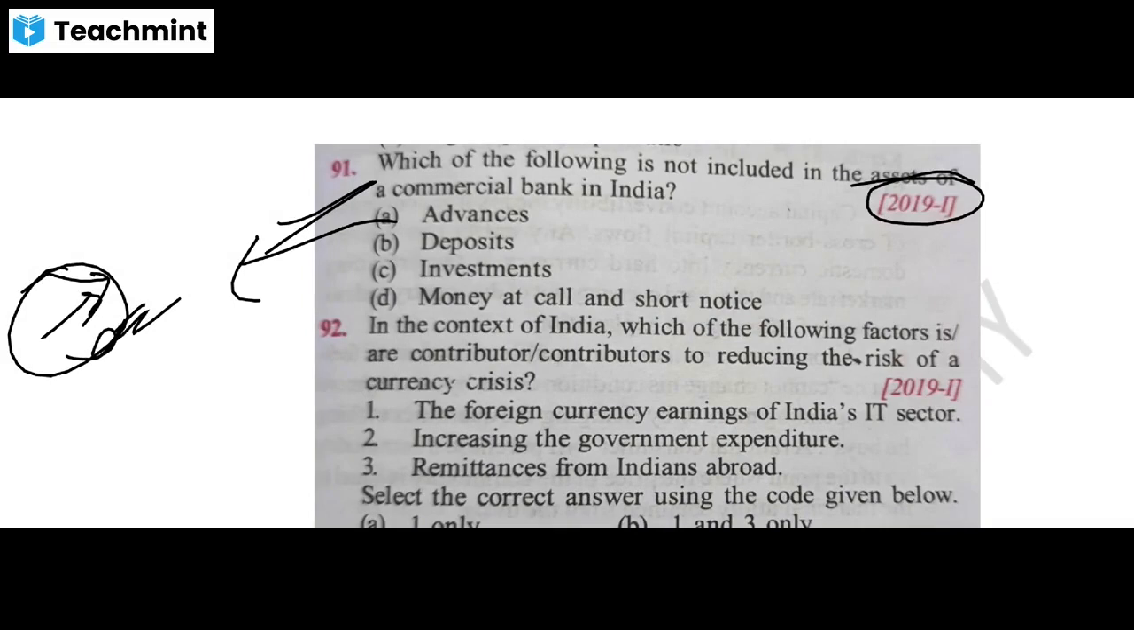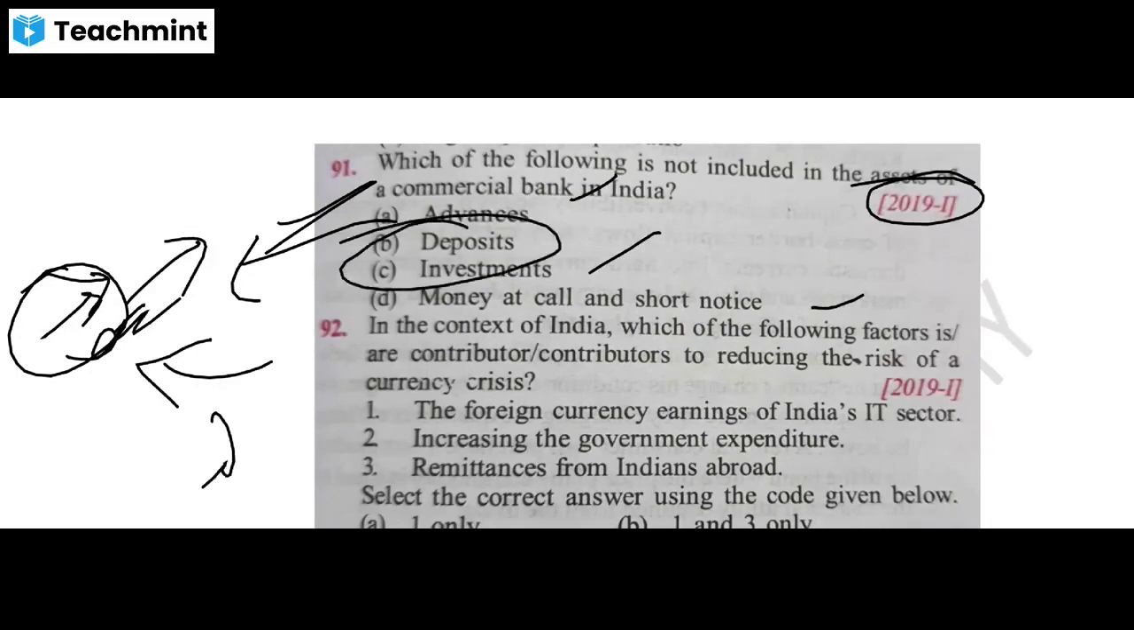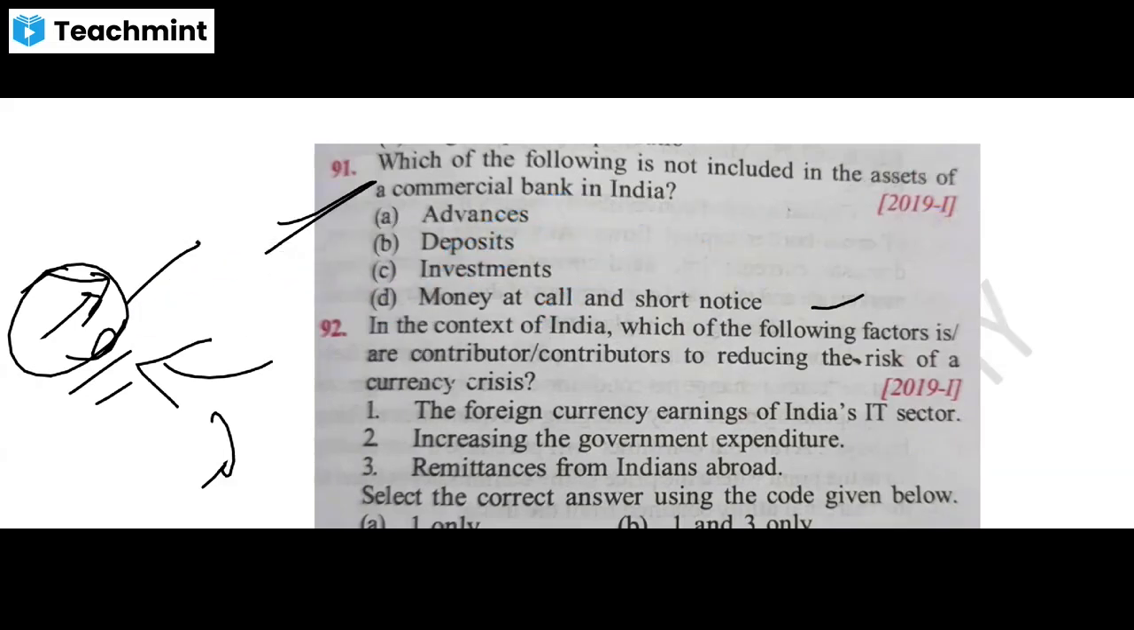Like in this situation, advances, investment, and money at call and short notice are lent by your bank to some other institution or individual. They will get back the money with some interest. But see the deposits. Deposits are not the money of the bank. They are deposited by your customers or individuals. So these are the liabilities of your bank. They have to return the deposit with some interest after some time. So that's why deposits are not the assets of the bank.